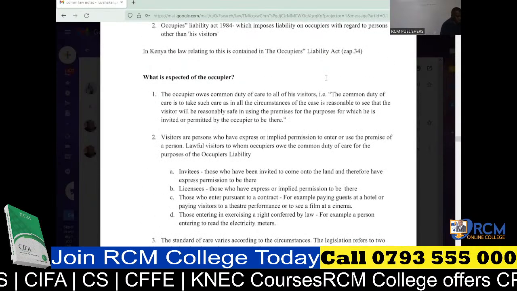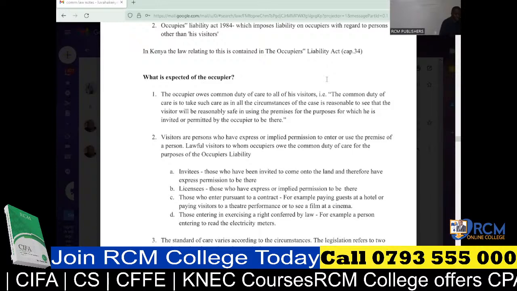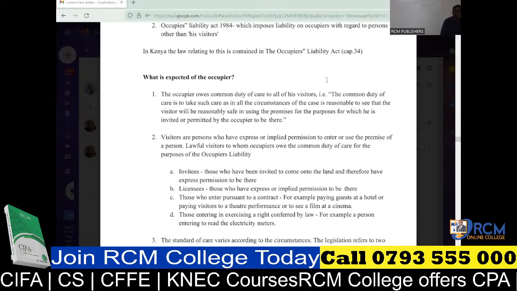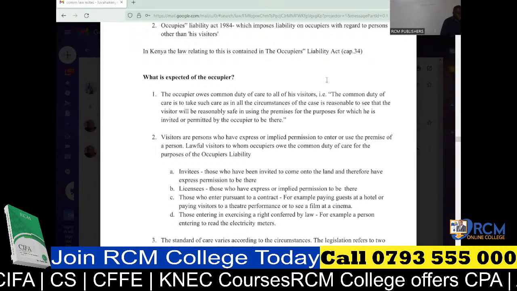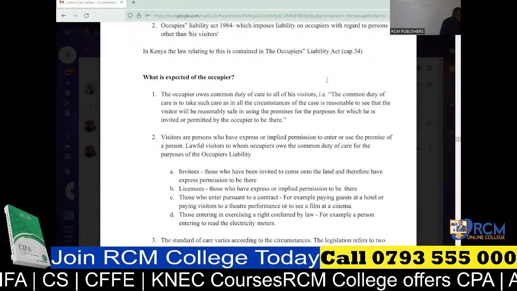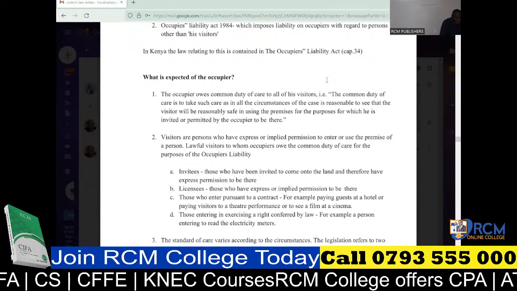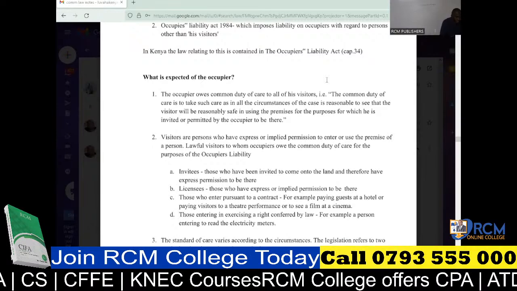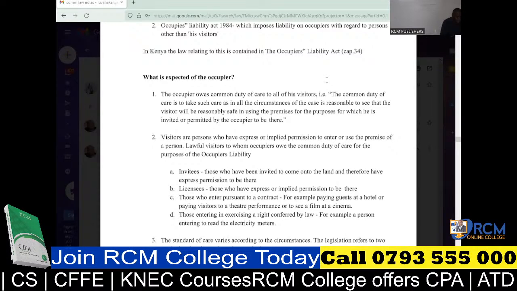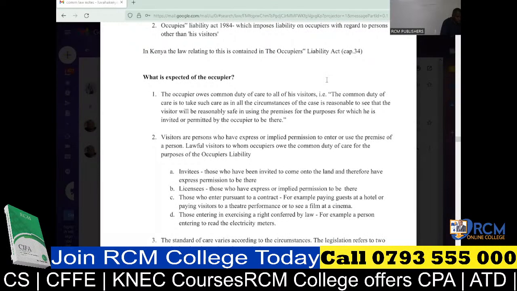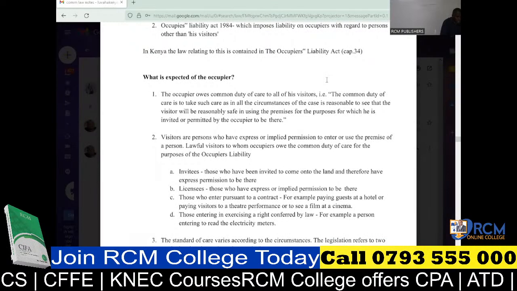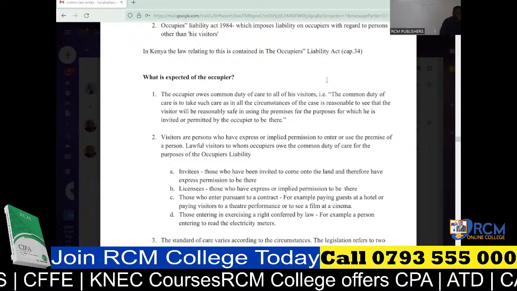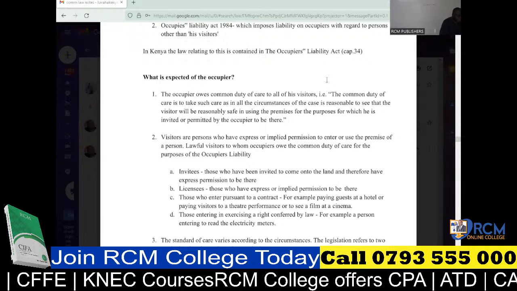So what is expected of an occupier of a property? So what are the expectations? The occupier owes a common duty of care to all his visitors, all the visitors coming to his property. So him as the occupier has to ensure that they're actually safe. So there's a safety duty. The common duty of care is to take such care as in all the circumstances of the case is reasonable to see that the visitor will be reasonably safe in using the premises for the purposes for which he is invited or permitted by the occupier to be there.